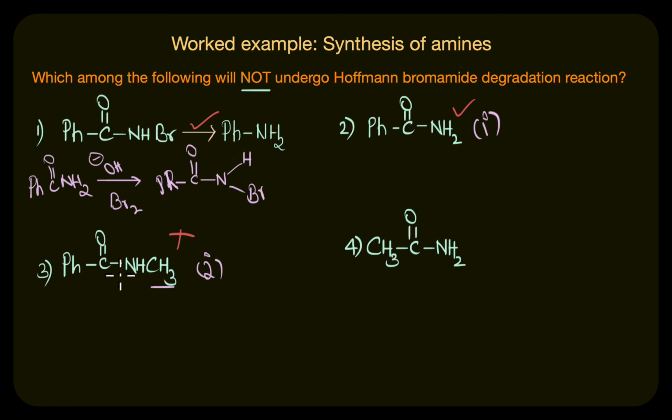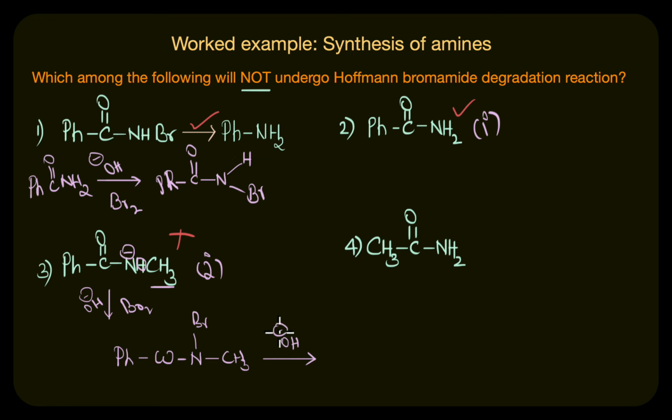So if this particular secondary amide underwent Hoffmann reaction, what do you think would happen? In the first step, we have the OH minus that will abstract this particular hydrogen atom and give us a negative charge here. It will react with bromine and give us the corresponding N-bromoamide, right? So in this case, we would get PhCONBrCH3.